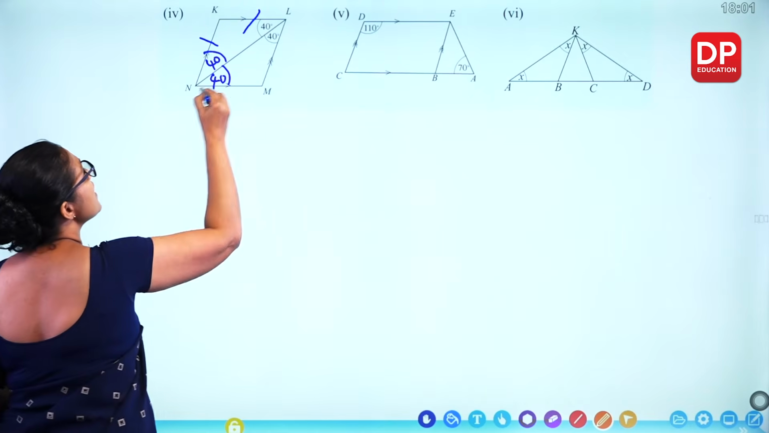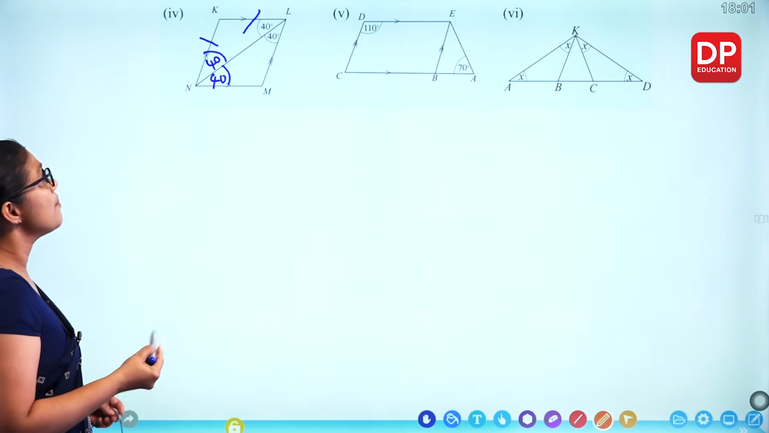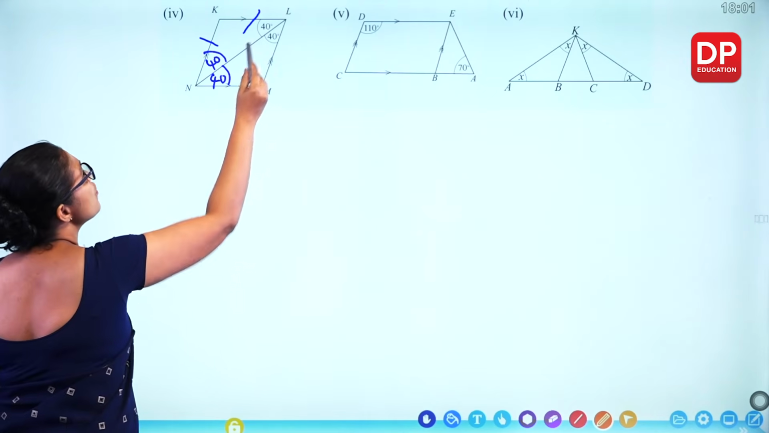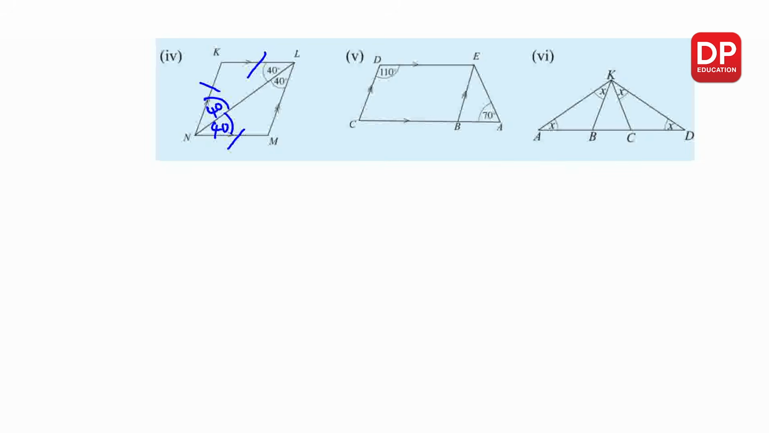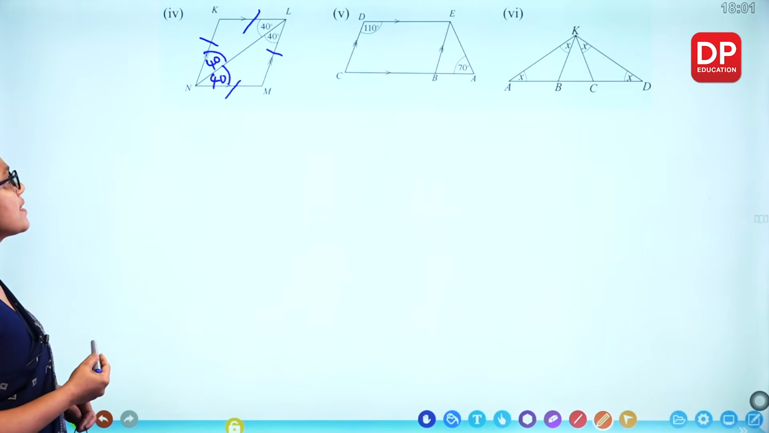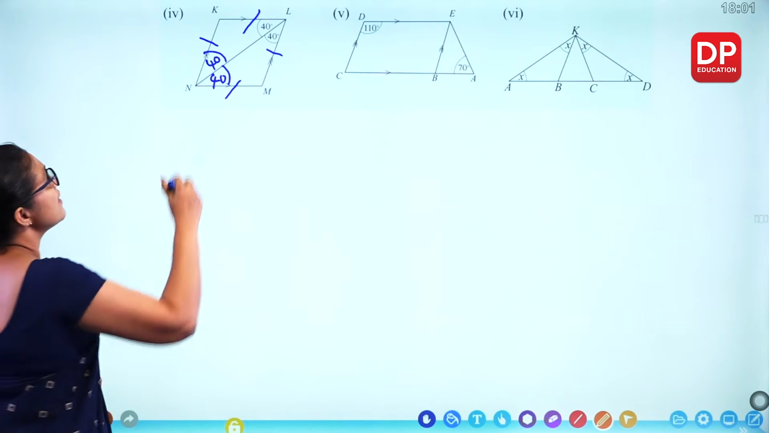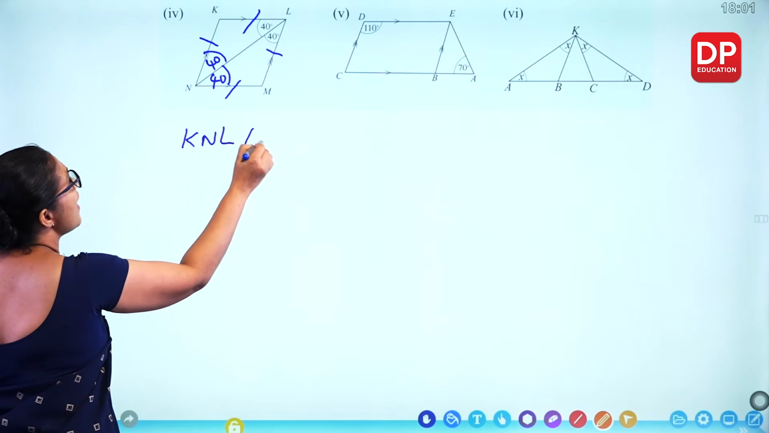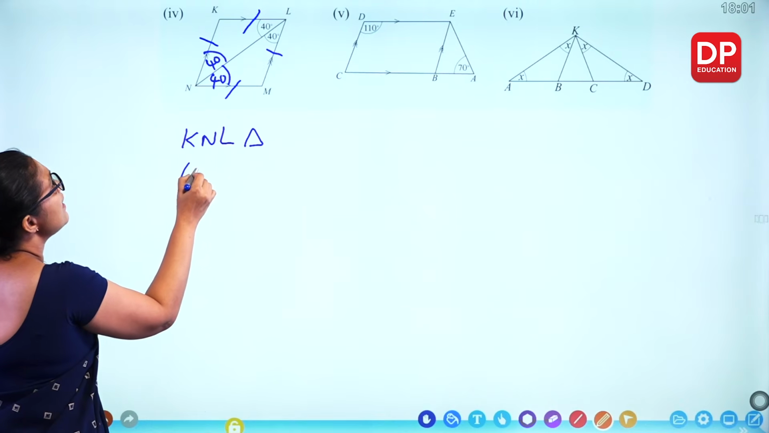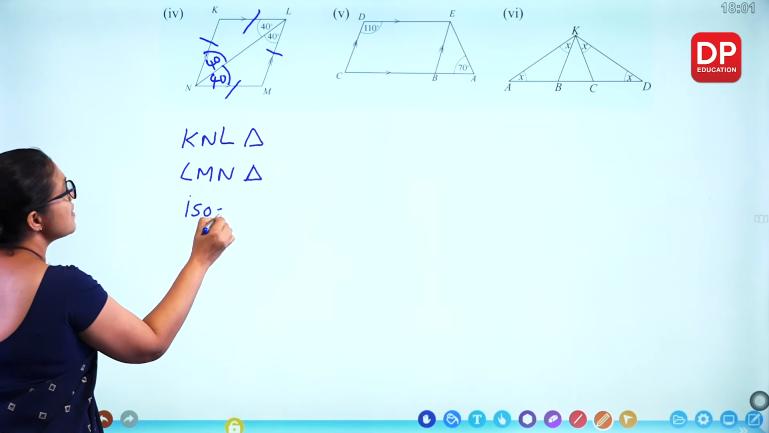And also we can see this is a part of a parallelogram. What is this shape? And also we can see all these angles are equal. This is also equal to this one. So this is actually a rhombus. So how can we find out what are the isosceles triangles? We can see KNL triangle and LMN triangle, both are isosceles.